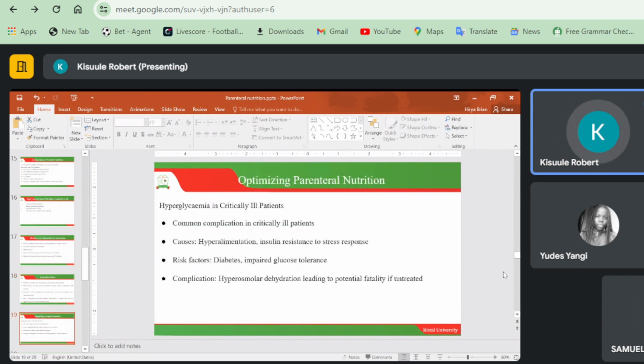Going forward, how do we optimize parenteral nutrition? With hyperglycemia in critically ill patients, this is very common. So what are the causes? The causes are hyperalimentation and insulin resistance due to the stress response.